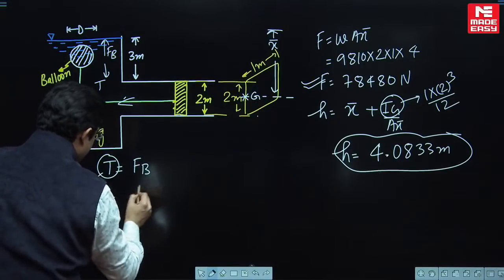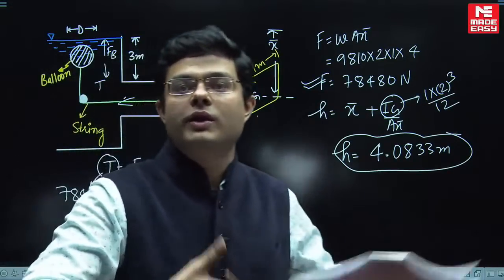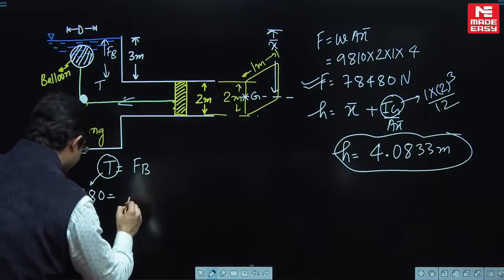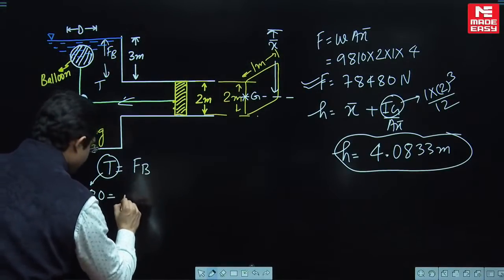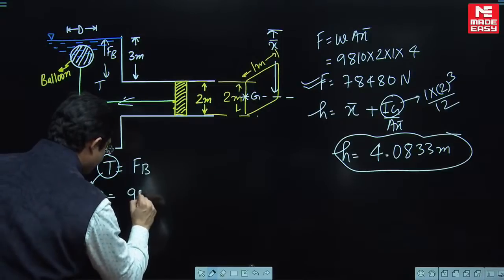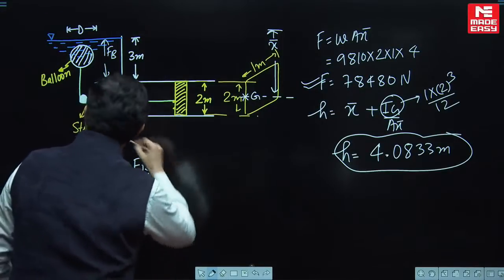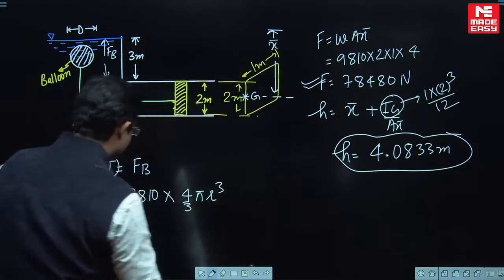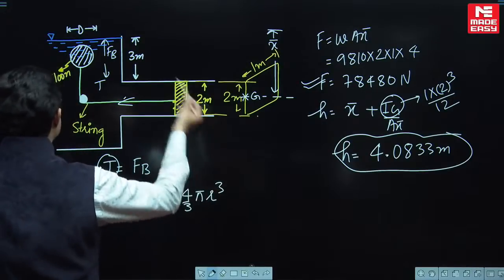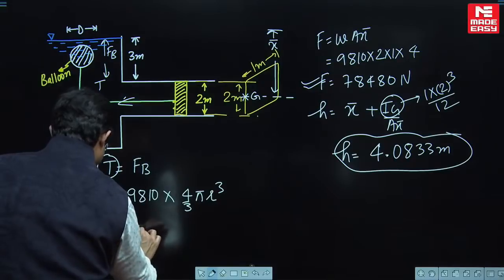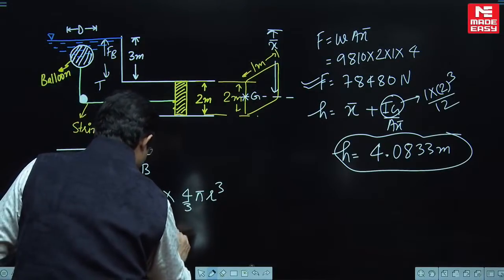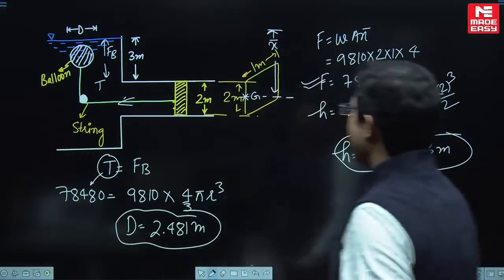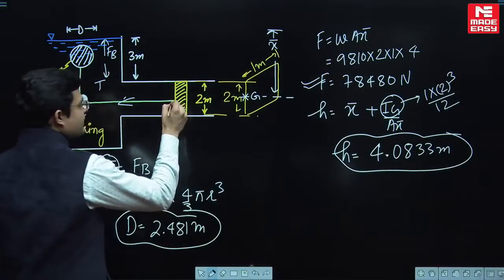Everybody knows buoyancy force is rho times g times the volume of the body submerged, and this sphere is completely submerged. So rho of the fluid is water, times g, so this is 9810 times the volume. It's a sphere, so 4/3 pi r cubed. From here convert the radius into diameter. Can you find the diameter? Yes, the diameter will come out to be 2.481 meter.